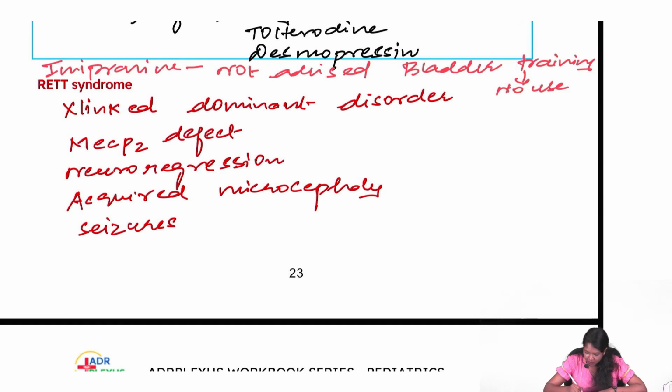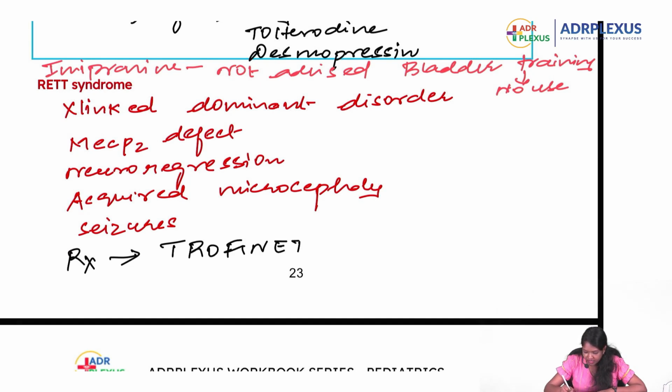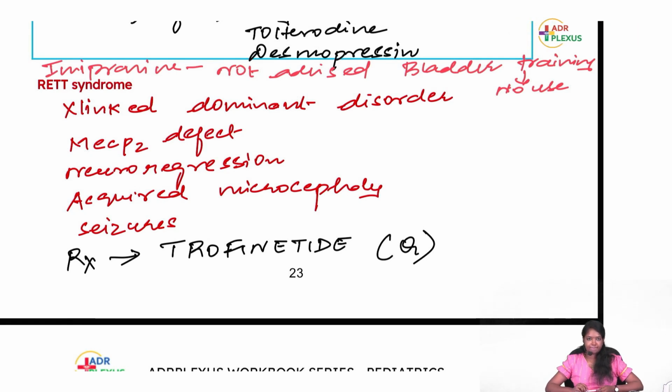There was a recent drug which was introduced or approved for Rett syndrome called trofinetide. Trofinetide. INI-CET may ask a question. Trofinetide is a drug used for Rett syndrome. INI-CET question. Okay, MECP2. Yes, MECP2 is the mutation which causes Rett syndrome. Okay, so that gene is defective in Rett syndrome.